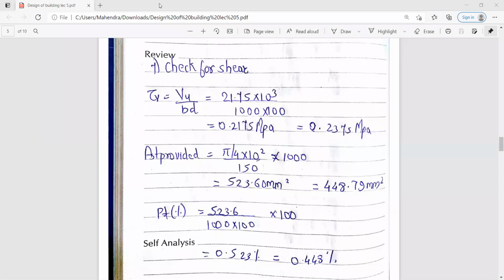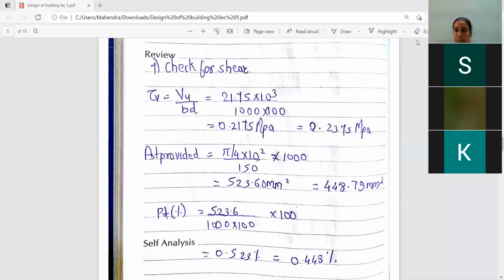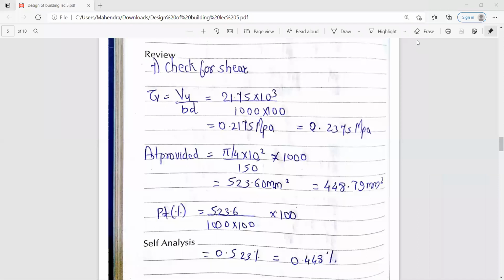So for calculation of Ast provided, you are having the formula again pi by 4 into 10 square, as we are taking the 10 mm diameter, for calculation of Ast provided upon Ast minimum. How much Ast minimum did we get? 150 into 1000. So Ast provided we get is 523.60 mm square, and here we are getting Ast provided as 448.79 mm square.